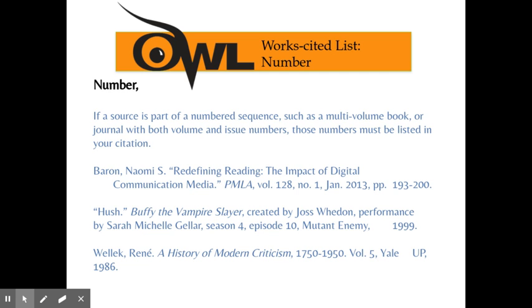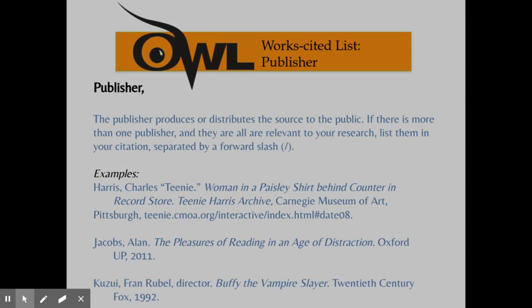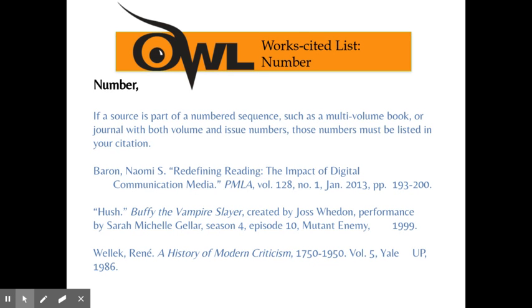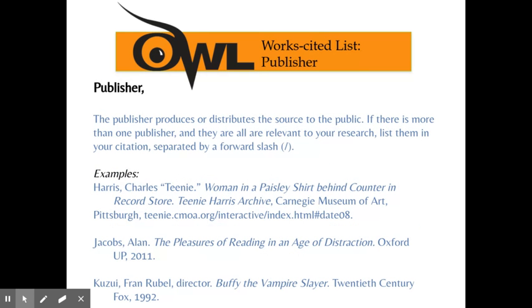And then René Wellek wrote A History of Modern Criticism, and this is volume 5, so that is the number that you include. Another good example of this is to think about To Kill a Mockingbird. In To Kill a Mockingbird, the last book is divided into 2 movies. So that would be an example of using numbers to indicate what you're talking about.